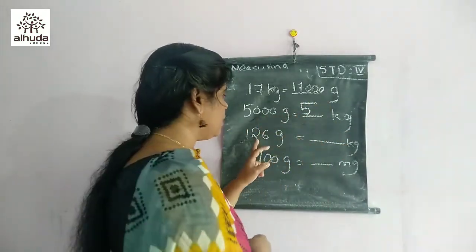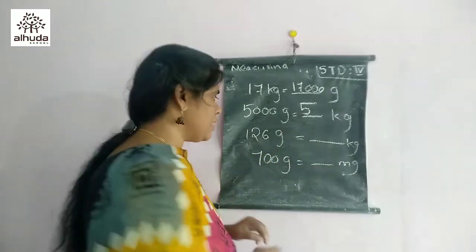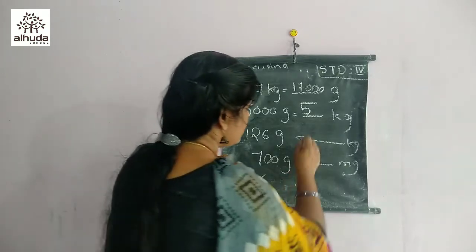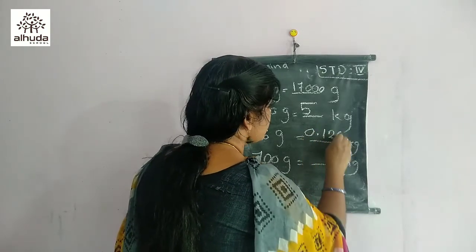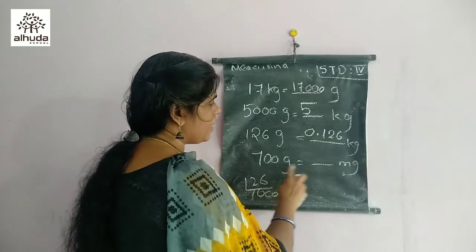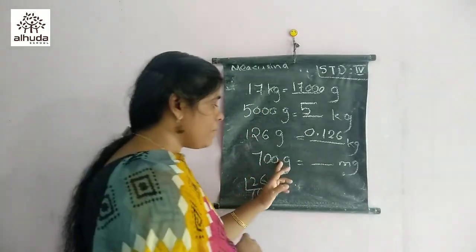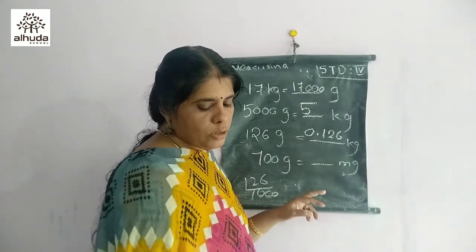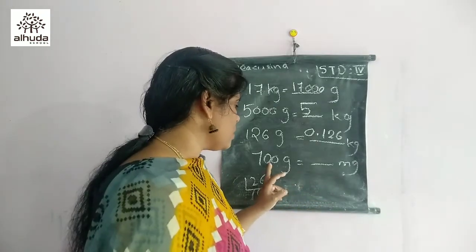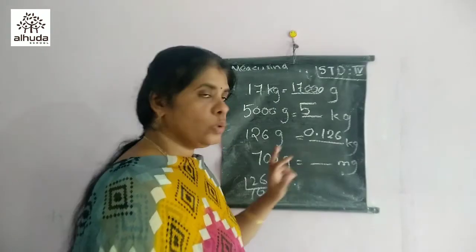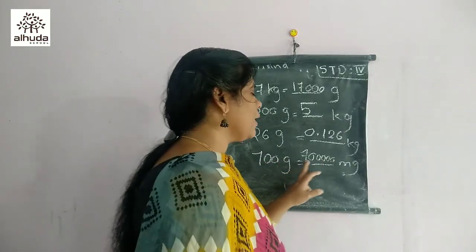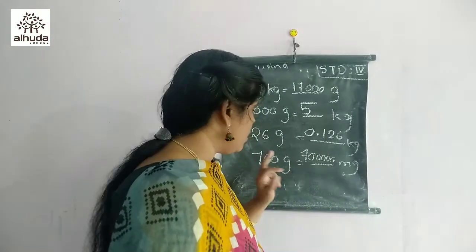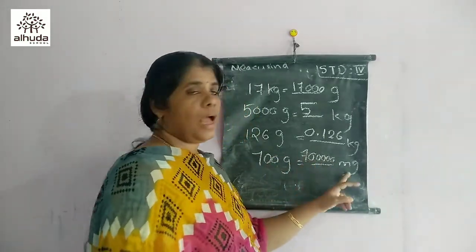Division will come there. Then 126 gram. How much kilogram? That is 126 by 1000. That is equal to 0.126 kilogram. Here 700 gram dash milligram. Gram is higher. We are converting it into milligram. So if we want to convert gram to milligram, multiply by 1000. So 700 into 1000. That is 7 lakh milligram.